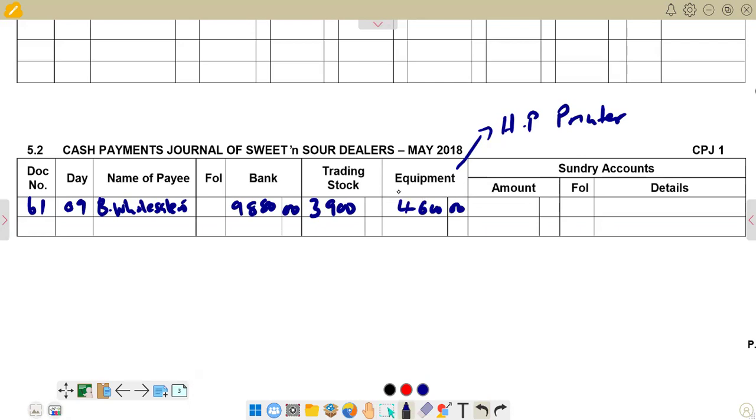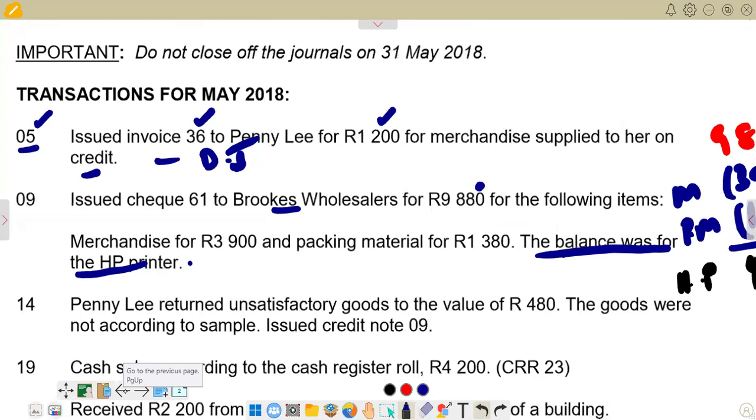You see that we do not have a column for packing materials. That's why we are putting it in the sundry accounts. So we are now saying 1,380 is the amount. And for the description of this 1,380, remember, it is packing material, so we are just going to write packing material. So this is what we have in terms of this transaction. Then the amount is 1,380 and there are no cents, so we can put 00 there. So we can go back again to check on the next transaction and how we are going to enter that one.